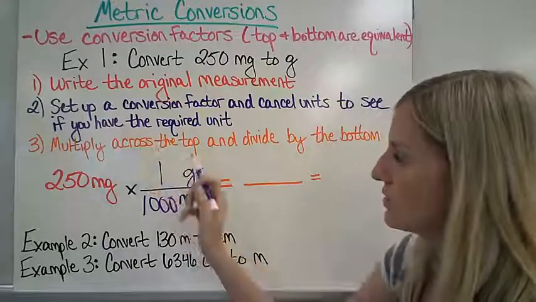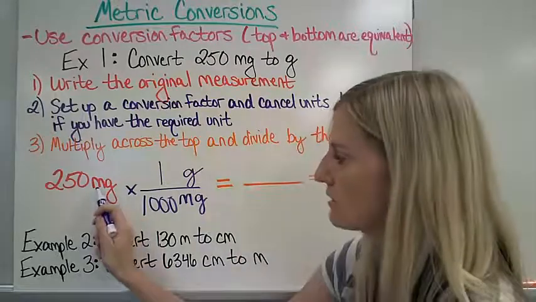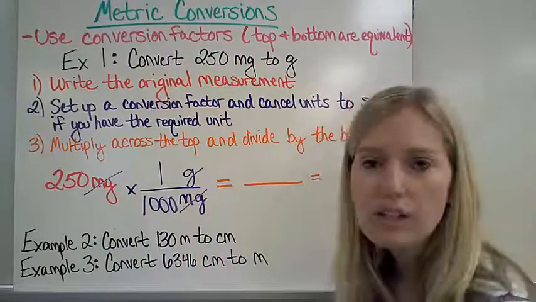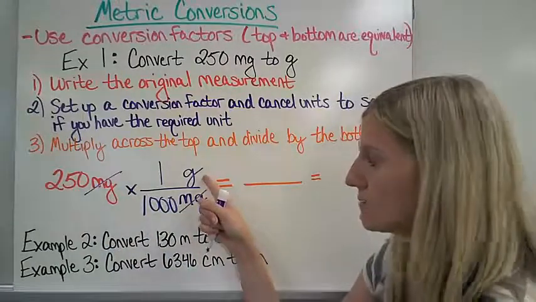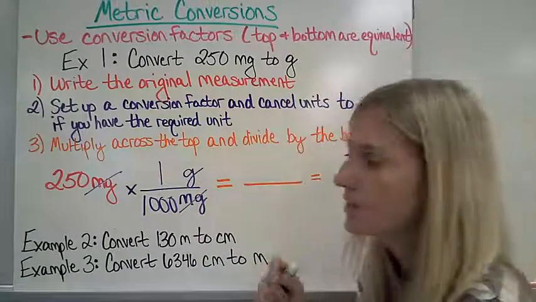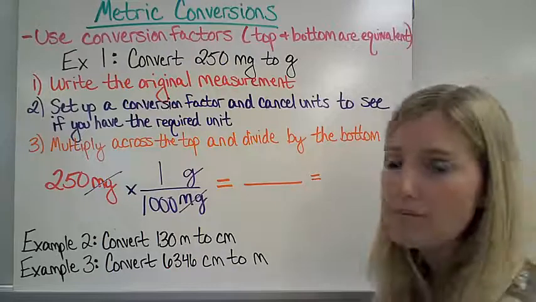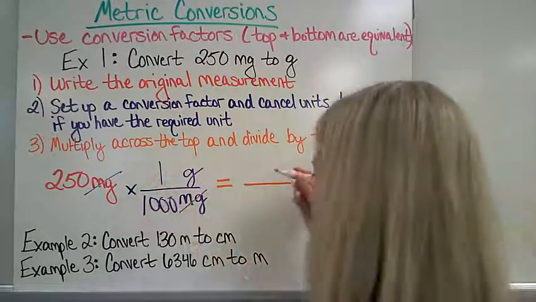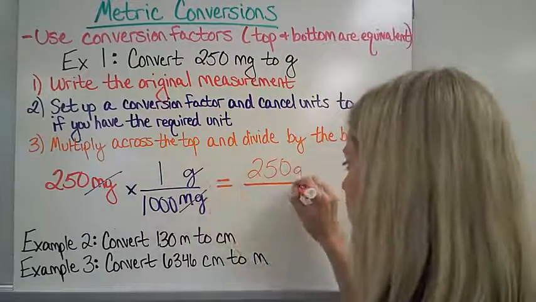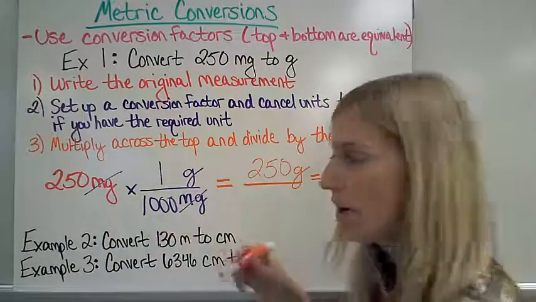So I set up my conversion factor, that's done. Now I'm going to cancel my units. So milligrams on the top, milligrams on the bottom, those cancel. The only unit that's not crossed out is grams, which is good because that's what I want for my answer. So now I'm going to multiply across the top and divide by the bottom. 250 times 1 is just 250, and that would be grams. And I divide it by anything on the bottom. The only thing on the bottom is 1,000.